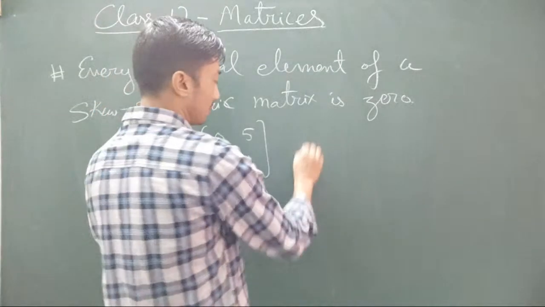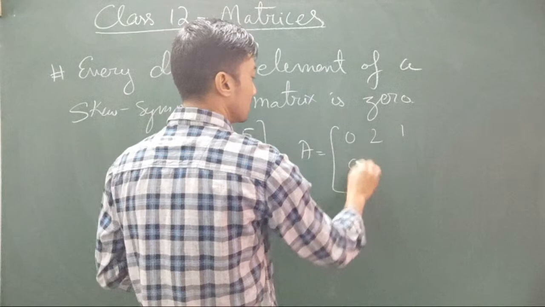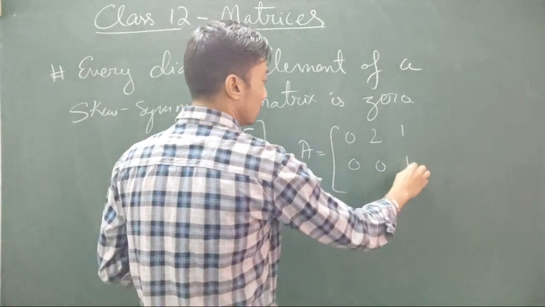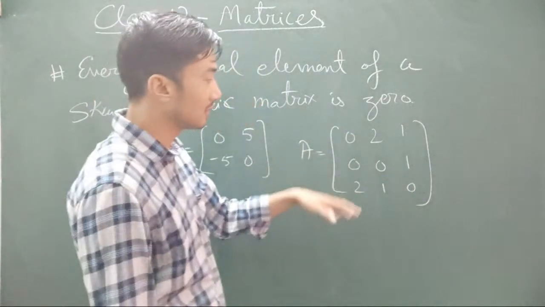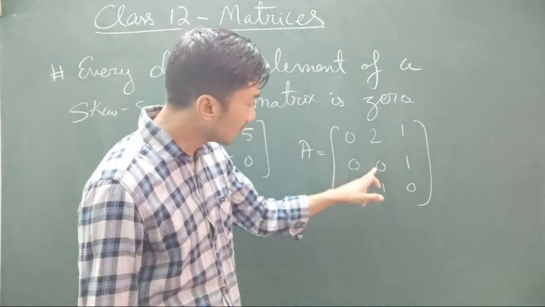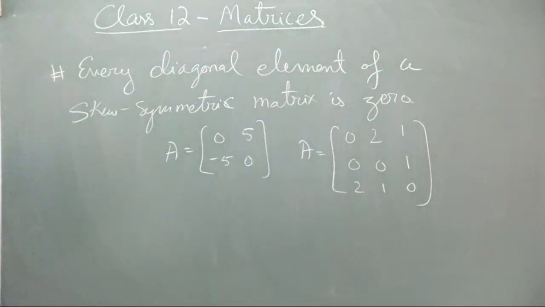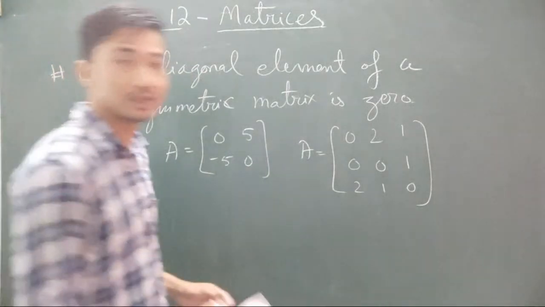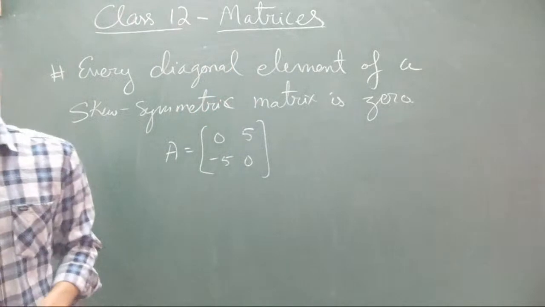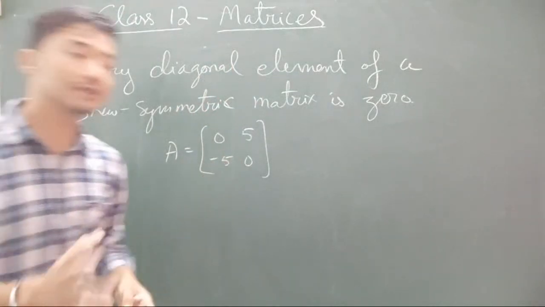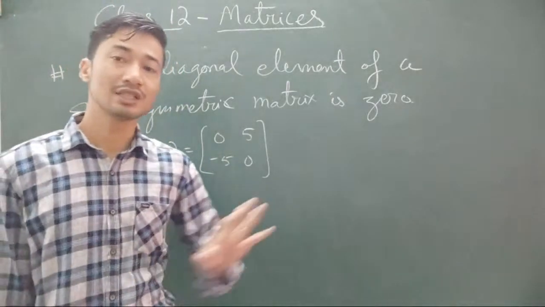I do not know what example, but even if you just take a rough example like 0, 2, 1, 0, 0, 1, 2, 1, 0, something like this. So this may be a skew-symmetric or a symmetric matrix, but what I'm trying to tell you is that every diagonal element will always be 0. Every diagonal element of a skew-symmetric matrix will be 0. Of course, we do not know whether this is symmetric or skew-symmetric, but that's one property. That means if the diagonal elements are not 0, one thing is for sure, that matrix is definitely not skew-symmetric.